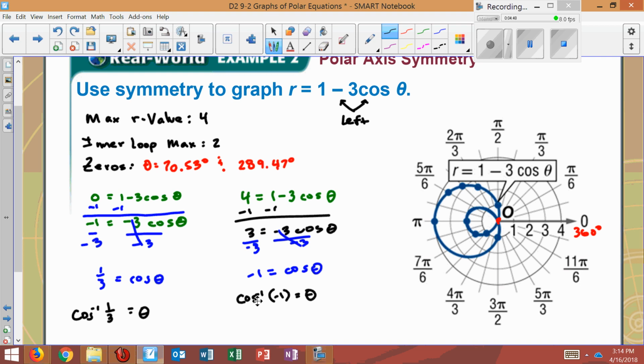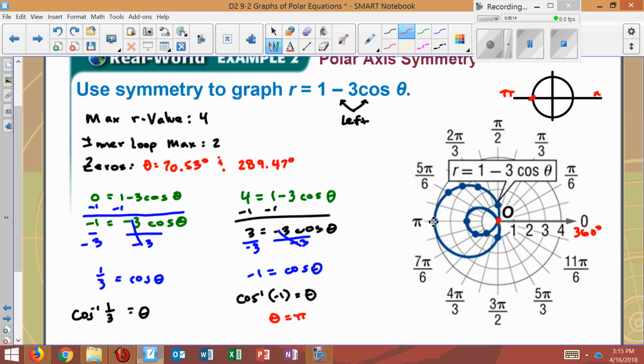That means, where is the x-axis negative 1? So on a unit circle, just do a big circle right here. Everything's 1 unit. I want the x to be at -1. Here's the x-axis. So it's this point there, which happens at pi. So the maximum occurs at pi.